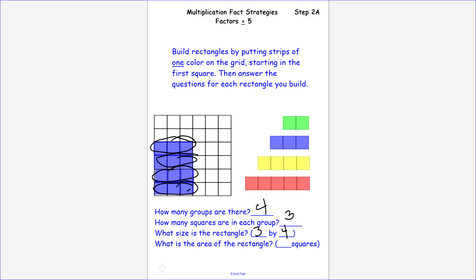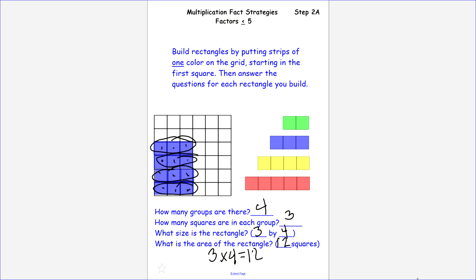Let's find the area together. Get ready. 1, 2, 3, 4, 5, 6, 7, 8, 9, 10, 11, 12. The area of this rectangle is 12. So we now know that 3 times 4 equals 12.